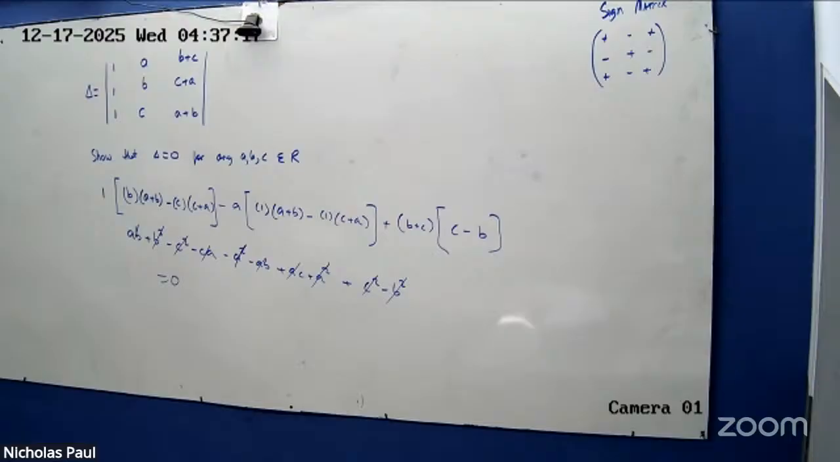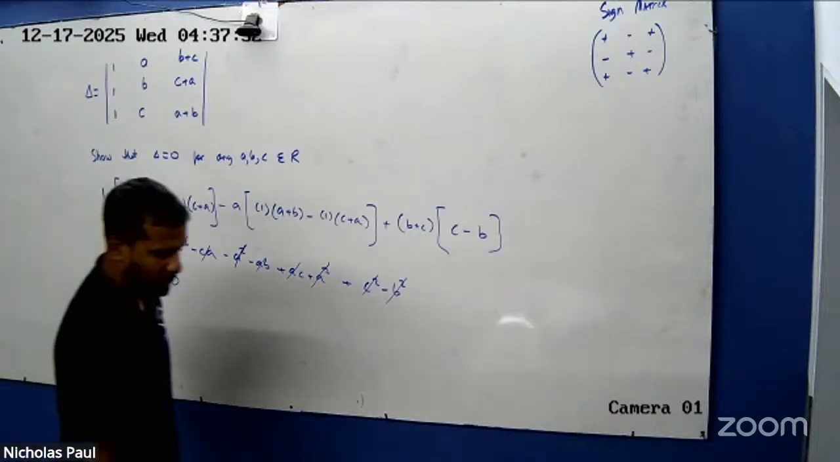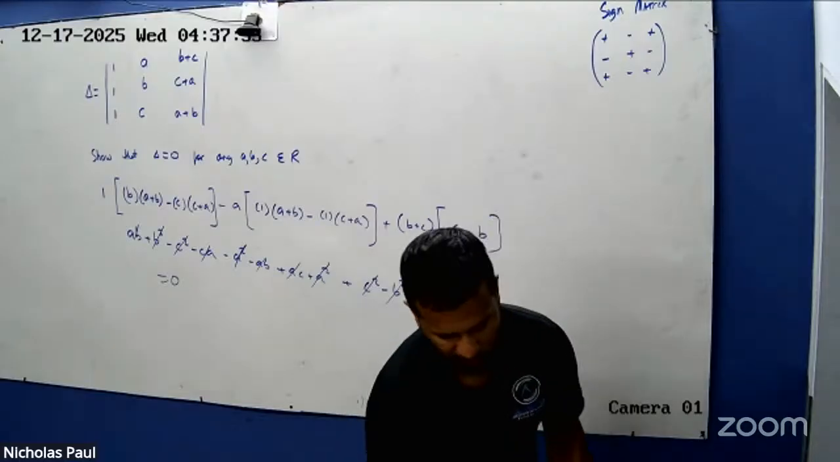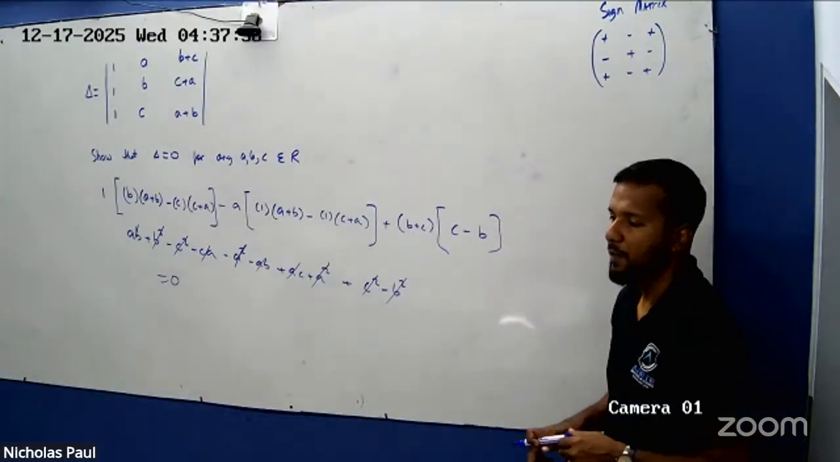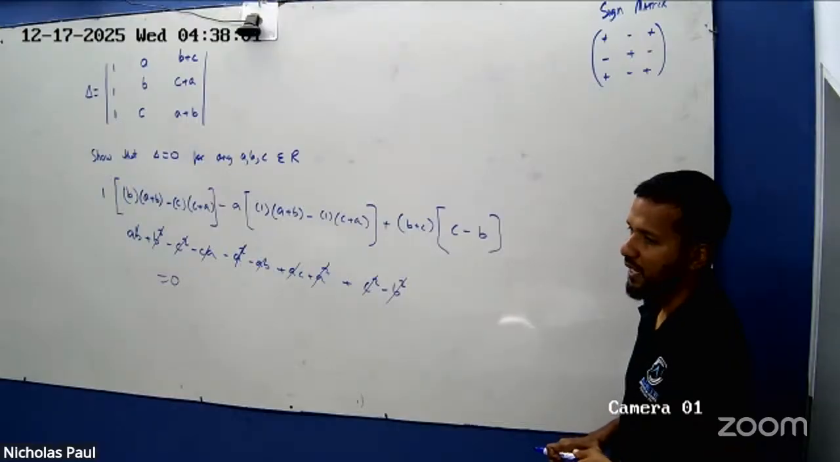Last one. For a triangular matrix, the determinant is the product of the diagonal elements.